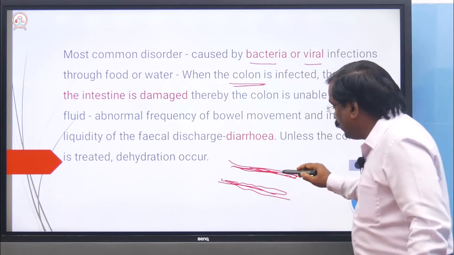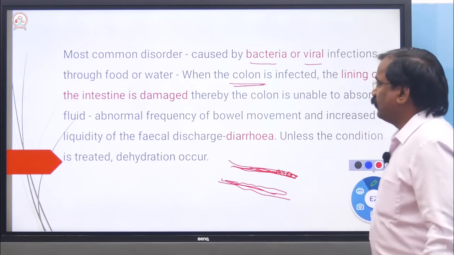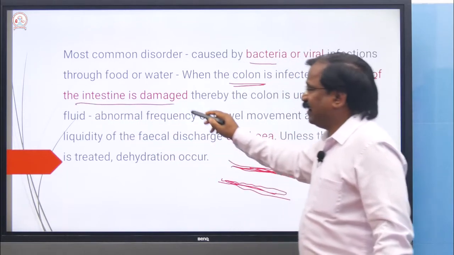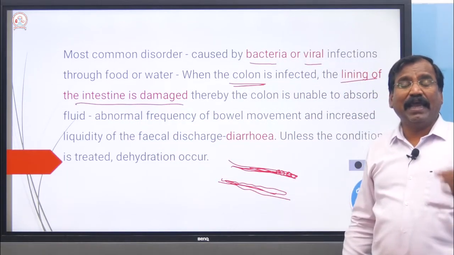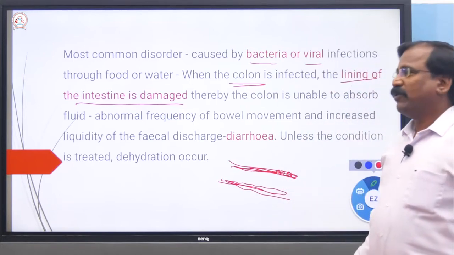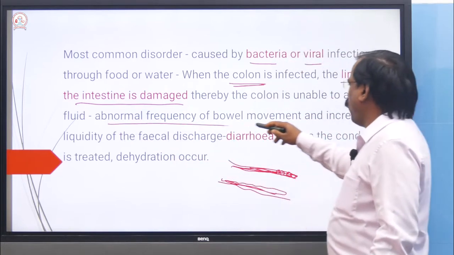Also, after damaging that, the epithelial cells, the lining, get eroded. That lining of the intestine is damaged, so that you feel abnormal frequency of the bowel movement.